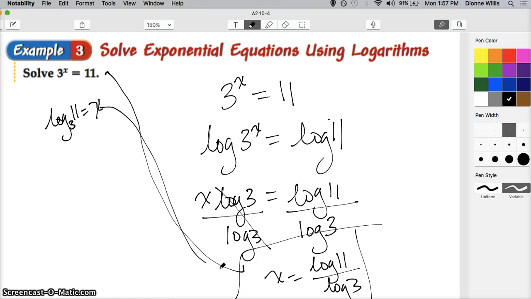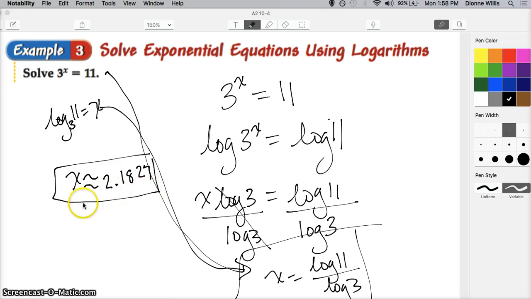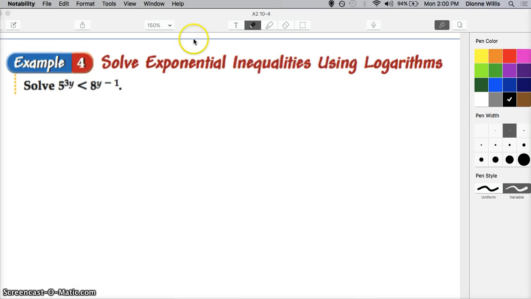But I'm also saying that x is equal to this. Notice that we took the log base 10 of the large number and then log base 10 of the base, and then we put them over each other to get our answer. So when I calculate this in my calculator, we get that x is equal to approximately 2.187, okay? And so that means that 3 to the 2.187 power, a little bit more than 2, will give us 11. Here in example 4, we're going to take the log of both sides.